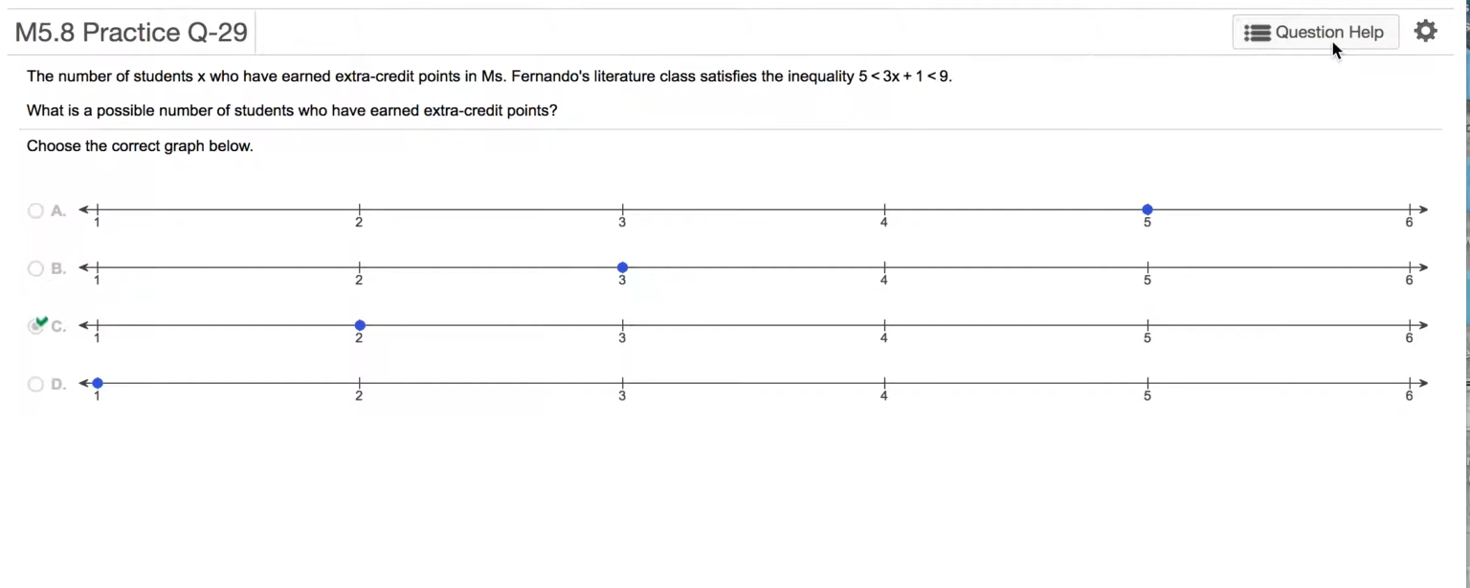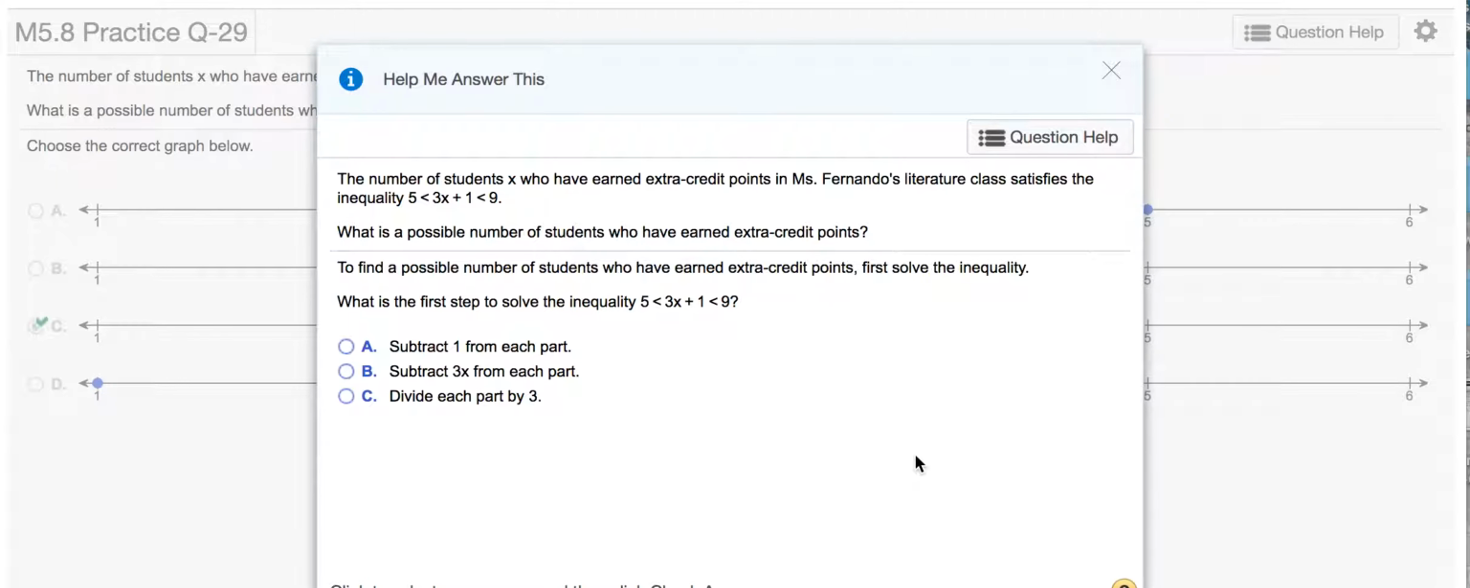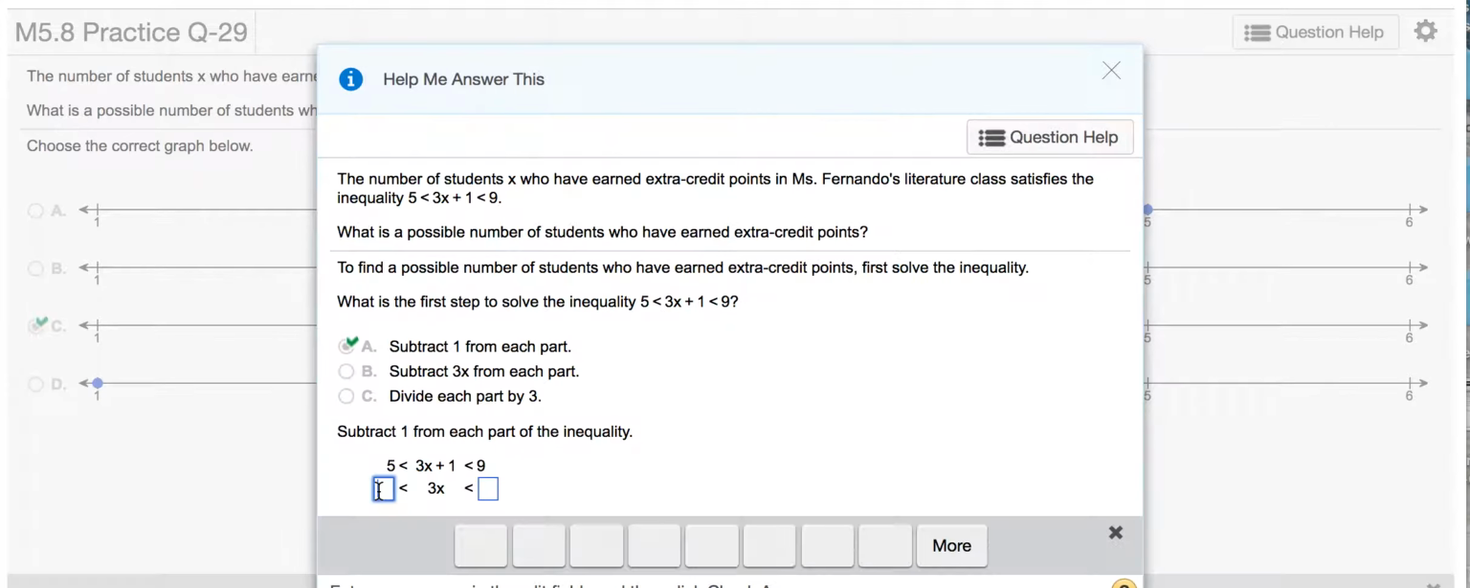So I'll go to question help to walk through this with you. Really what we need to do is isolate the variable, which is x, and this will walk us through that process. So what is the first step to solve an inequality? I just said we have to isolate this variable, which is 3x. Since this is positive 1, we need to subtract 1 from each part. That's the first thing we're going to do. So when we subtract 1 from 5, we get 4, and when we subtract 1 from 9, we get 8.